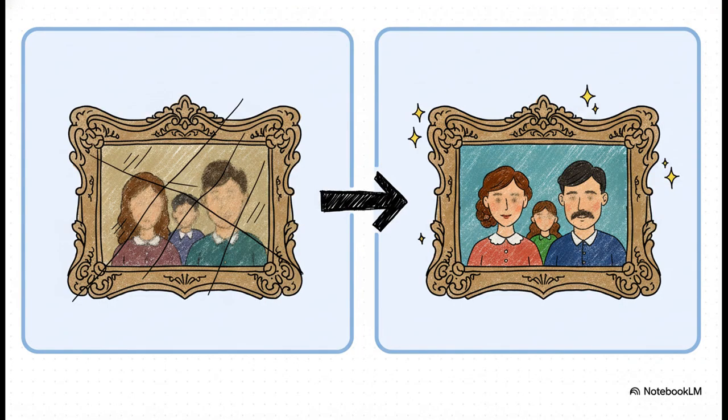Just look at this. Seriously. On the left, you've got this beautiful old memory, but it's faded, it's got scratches, it's blurry. And on the right, wow, that's the Hotpot AI result. The scratches are just gone. The faces are sharp, the clarity is back. It's almost like you're looking at the original moment.